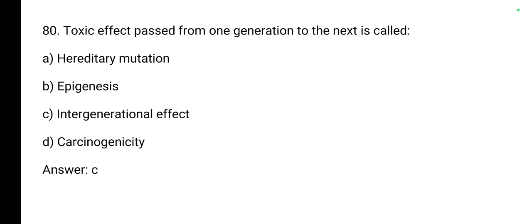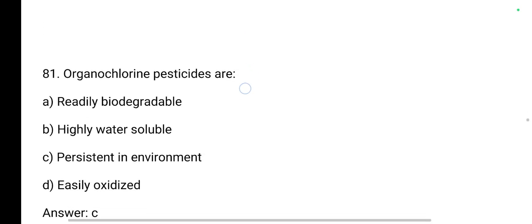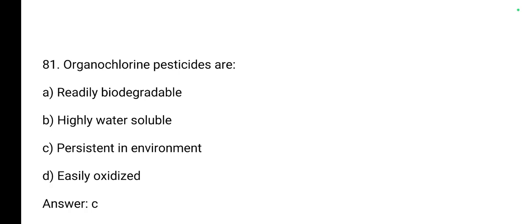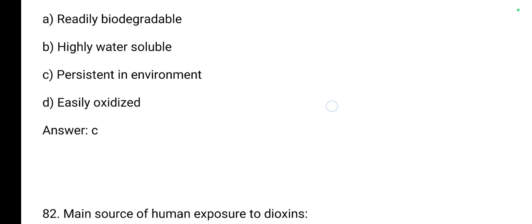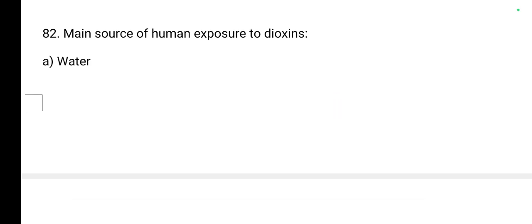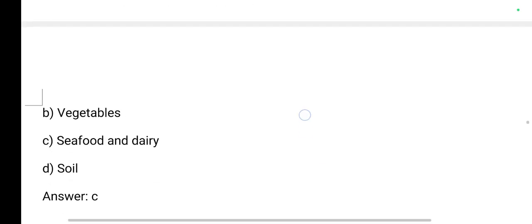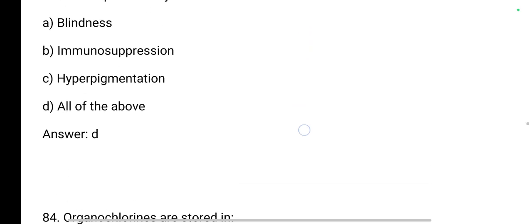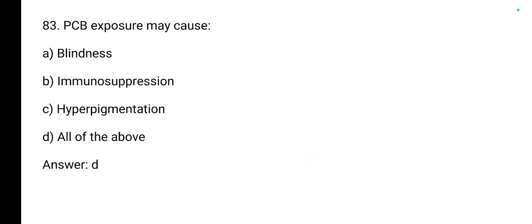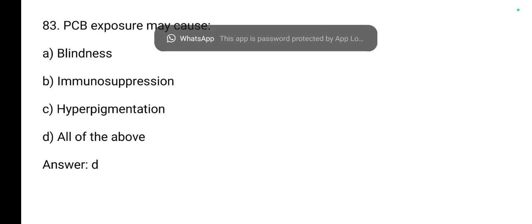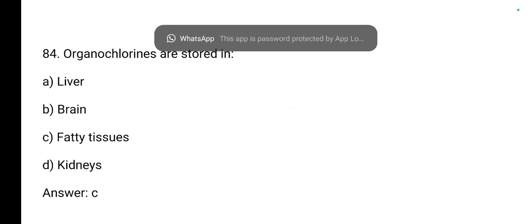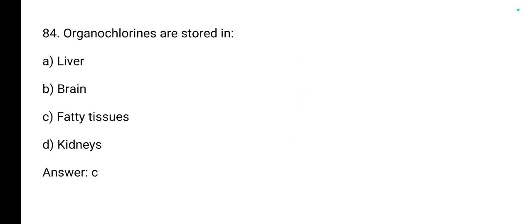A toxic effect passed from one generation to the next is called the intergenerational effect. Organochlorine pesticides are persistent in the environment. The main source of human exposure to dioxins is seafood and dairy. PCB exposure may lead to blindness, immunosuppression as well as hyperpigmentation. Organochlorines are stored in fatty tissues.